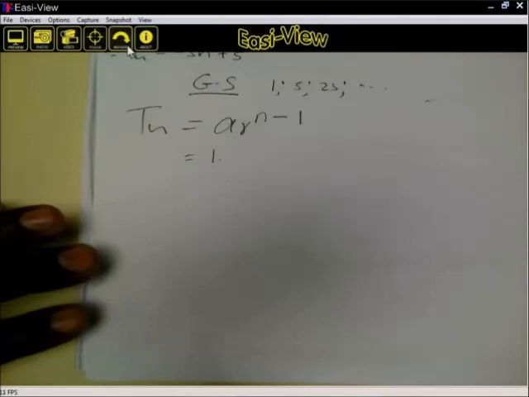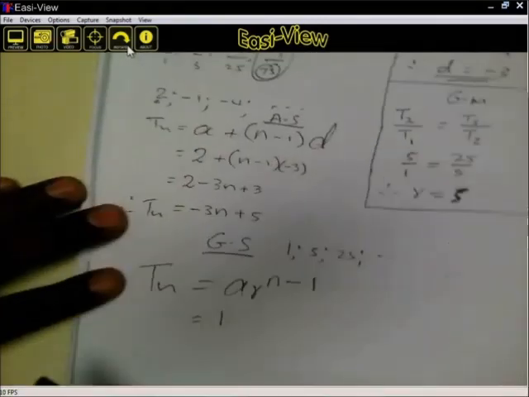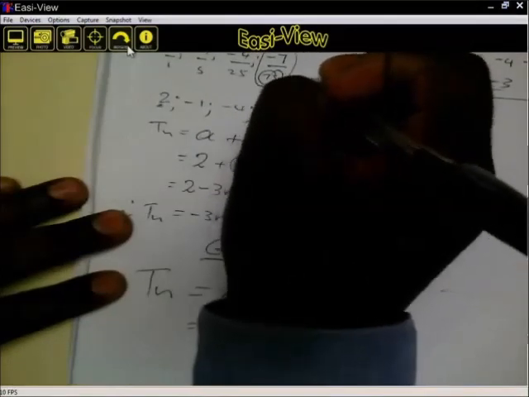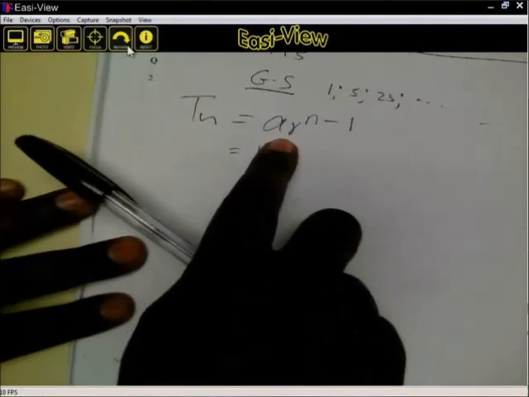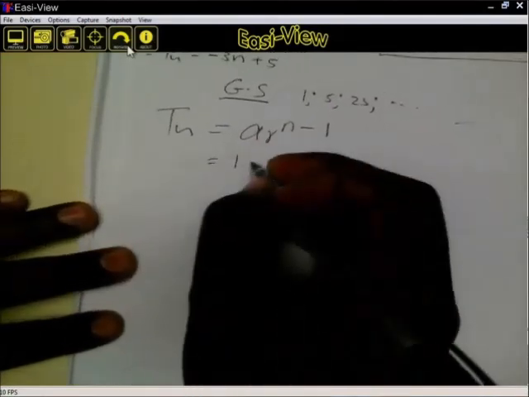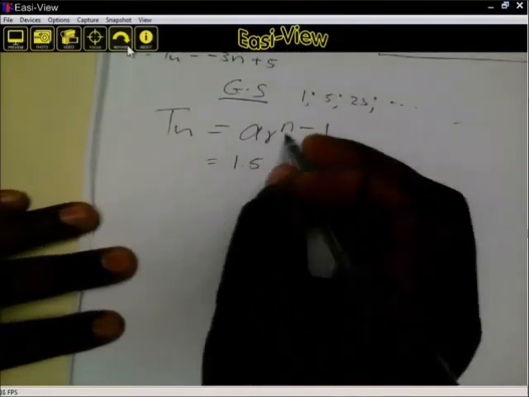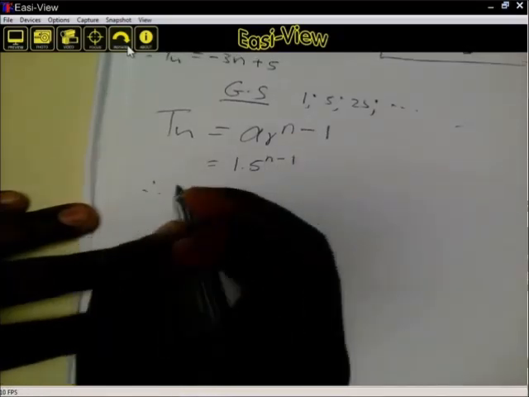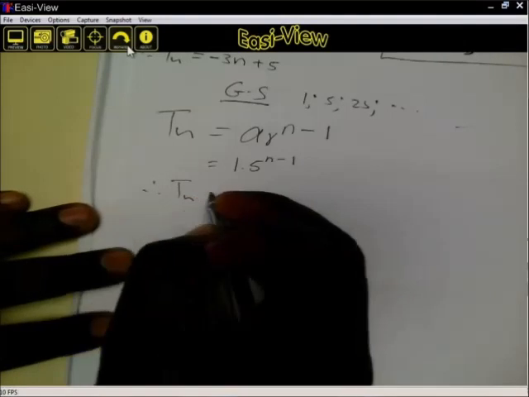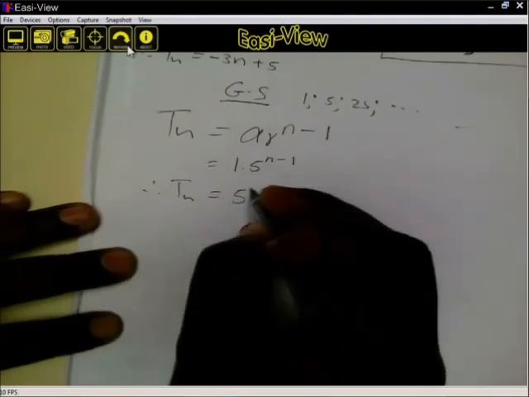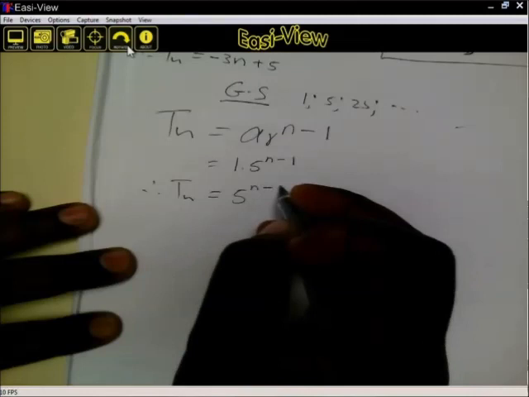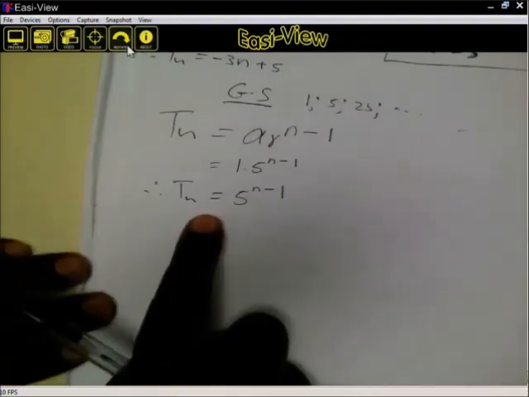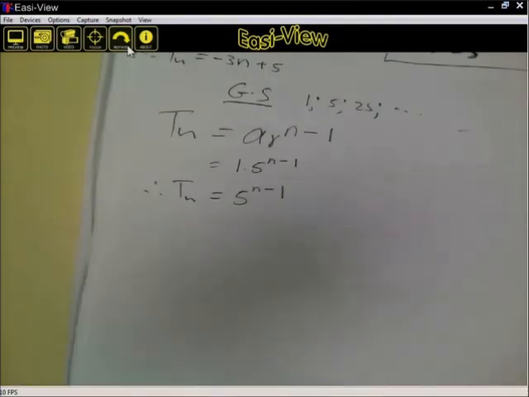The common ratio is 5, which means this here was supposed to have been multiplied by 5, and that would have given us 125. So the common ratio here is 5, which means we are going to have 1 multiplied by 5 to exponent n minus 1. And therefore we say Tn is equal to 5 to the power n minus 1. So this is the general term for the sequence below.